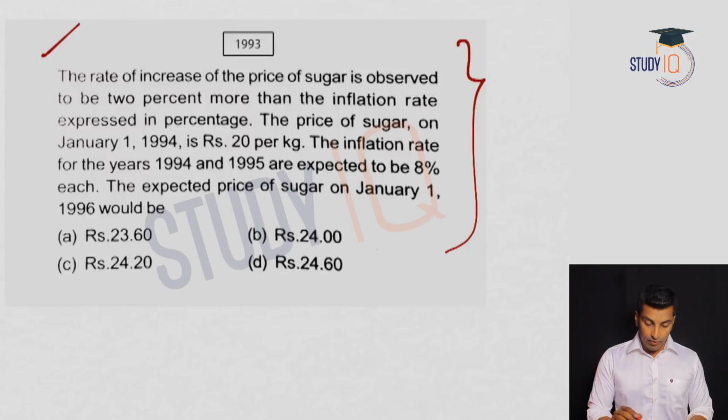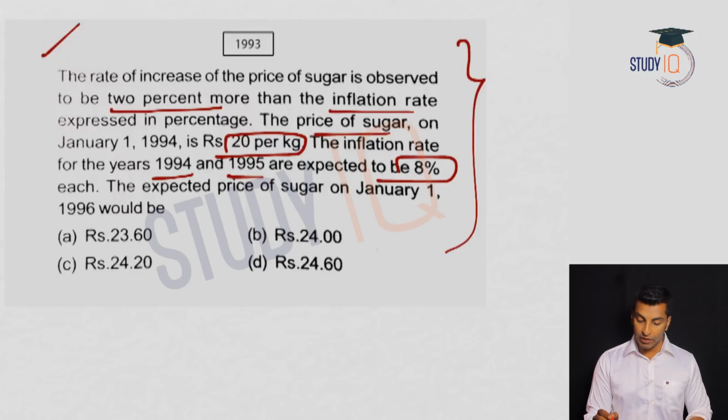Okay, so how will you solve? See, what is given? The rate of increase of the price of sugar is observed to be 2% more than the inflation rate, which is expressed in percentage. The price of sugar on Jan 1, 1994 is given as 20 per kg. The inflation rates for the years 94 and 95 are expected to be 8%. So in 94 and 95, it is 8%.